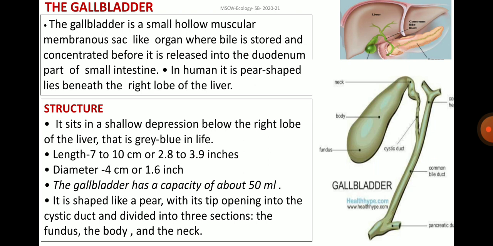And it stores bile that is not immediately needed for digestion and concentrates it by absorbing some of its water and ions. When empty or when storing only small amounts of bile, its mucosa is thrown into honeycomb-like folds that, like the rugae of the stomach, allow the organ to expand as it fills. When its muscular wall contracts, bile is expelled into its duct.